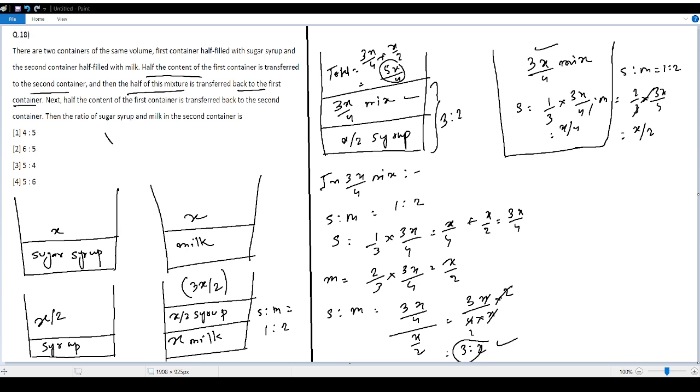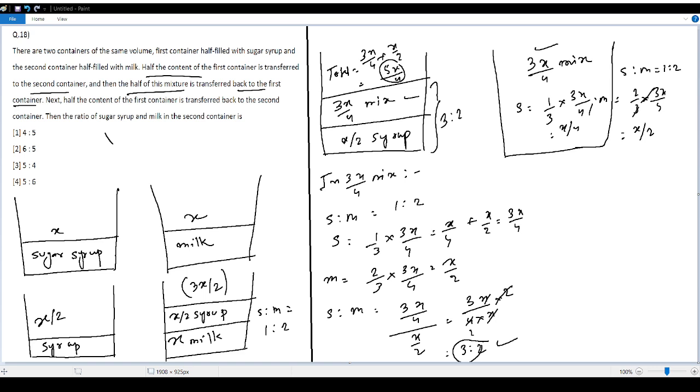That is 5:6. 4 is the answer. Did you understand? These calculations are not necessarily okay. I did this. It shouldn't be done.